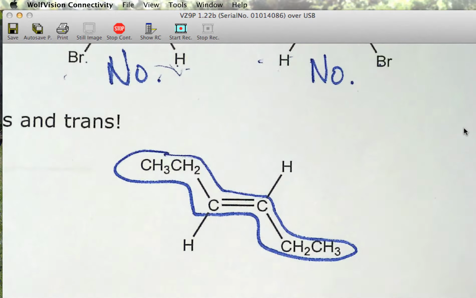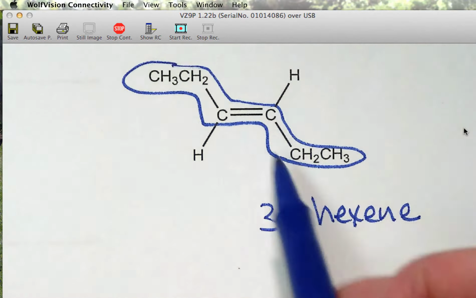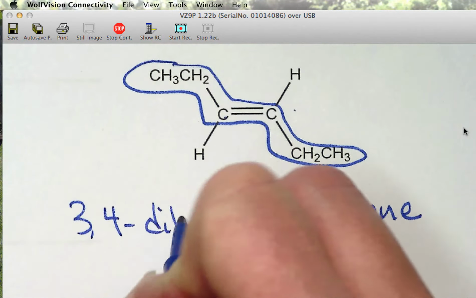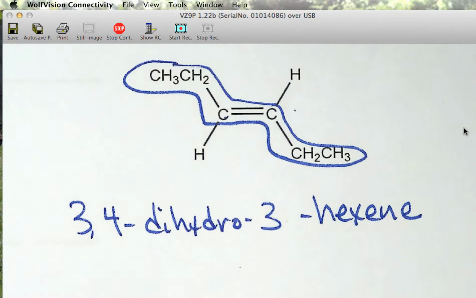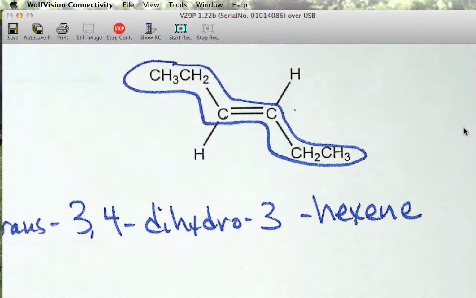So 6 would be hexene. What hexene is it? 3-hexene. All right, I'm going to name this. You tell me if I'm right. 3,4-dihydro-3-hexene. No. But I get students... oh, wait, I forgot. It's not right because I didn't add trans. Trans-3,4-dihydro-3-hexene. What's wrong with that?